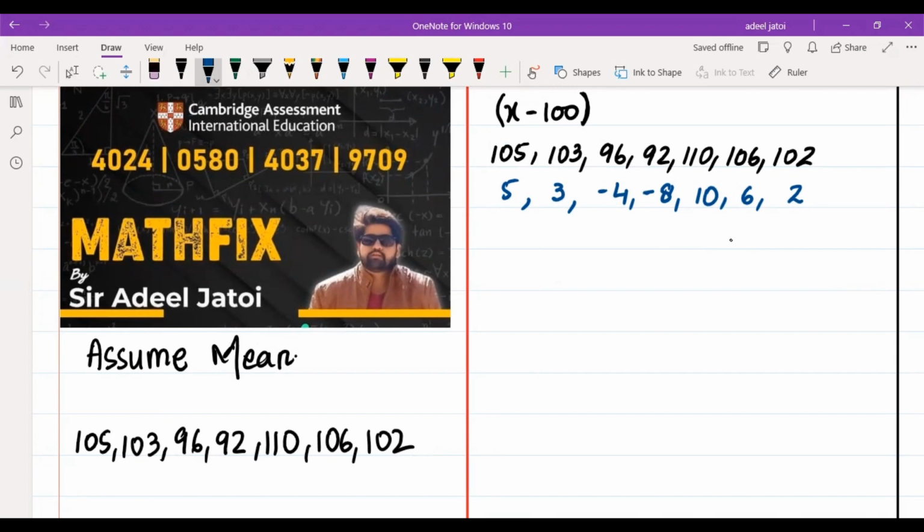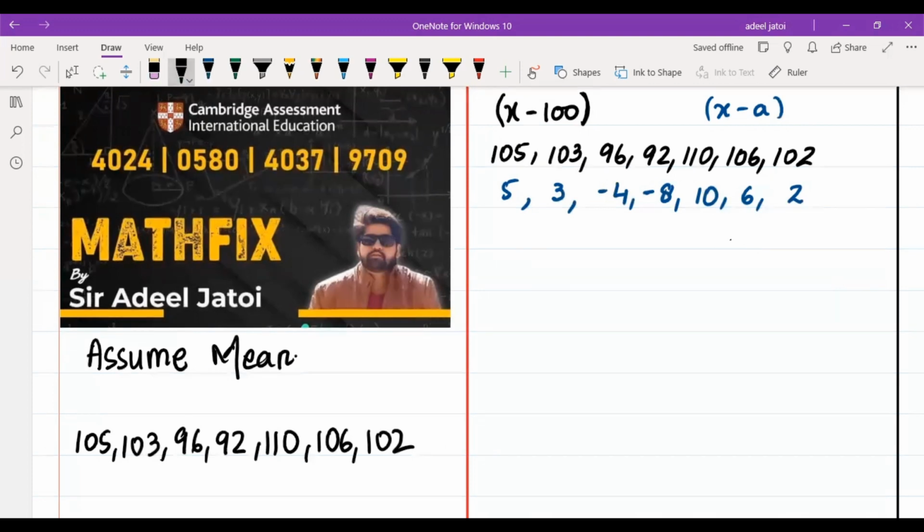Now you need to understand, when the normal data is given, it will be reflected with x. But when the assumed data is given, it will be reflected with x minus 100, x minus 50, x minus 40, which means any value can come in. So in general, the form can be written as x minus a. When the data is represented by x minus a, we will consider that as assumed data.